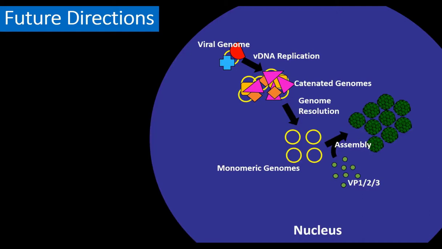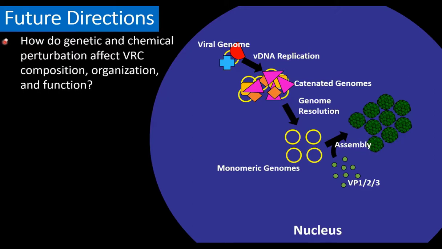All right, that leads us to the future directions. These are some questions that have stemmed from the work I showed you today, and they're things that are currently being investigated in the lab. First of all, how do genetic and chemical perturbations affect VRC composition, organization, and function?